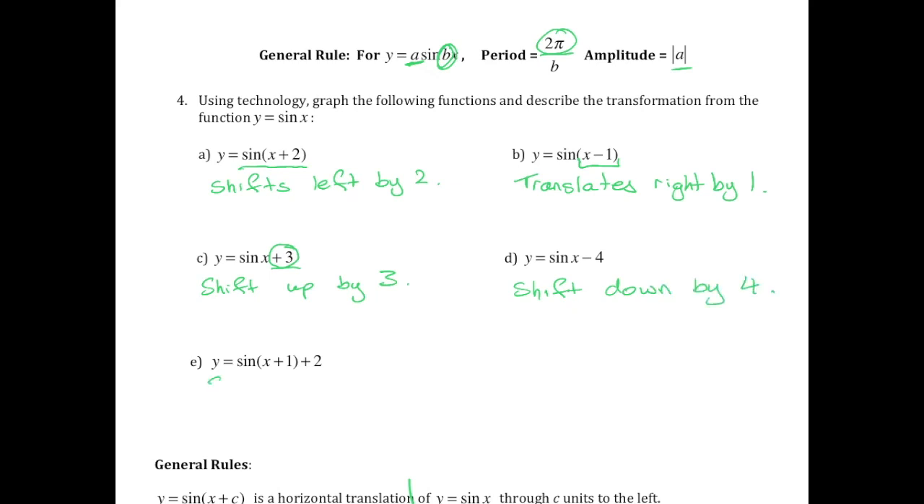E shifts left by 1, and I guess you could say 1 unit, and up by 2 units. Do you always have to say unit? I probably should. I doubt you'd be marked down though.